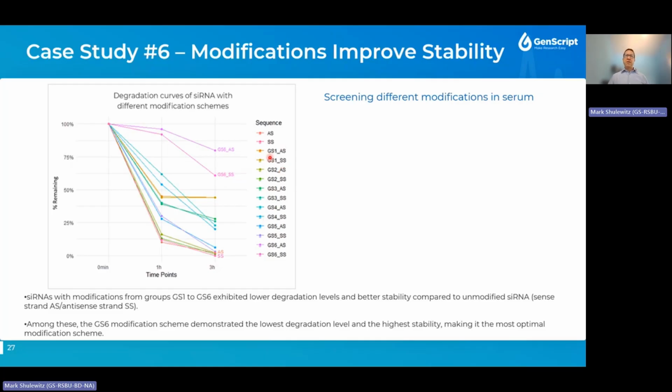So this really illustrates the power of our in vitro stability assay. You can see how quickly you can test for stability, as well as illustrating how well modifications can help improve stability.